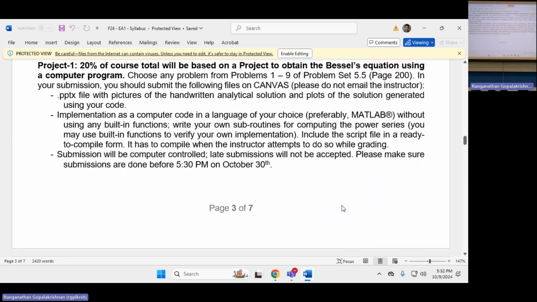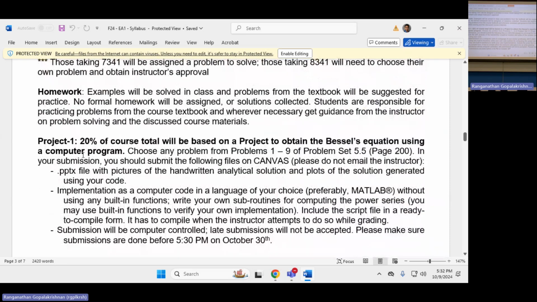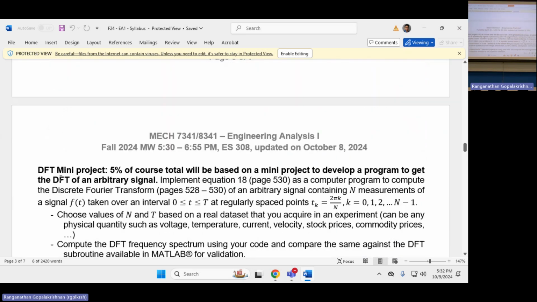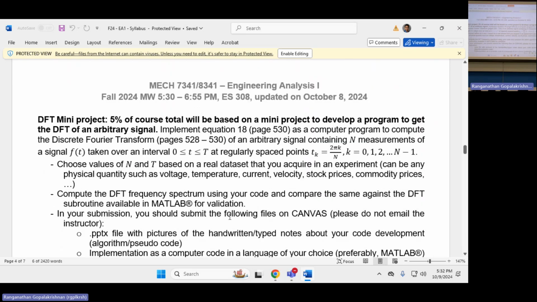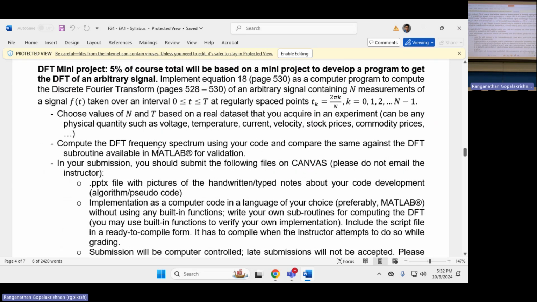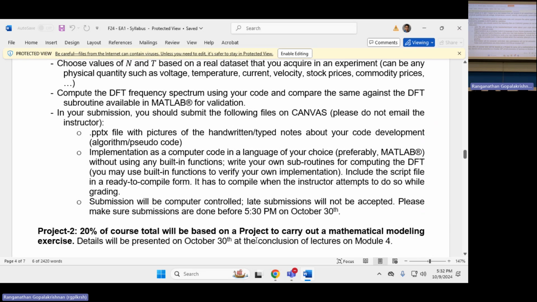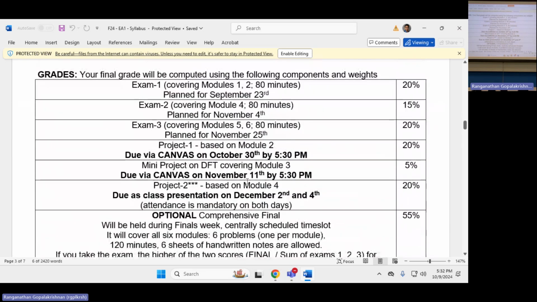Okay. And if you go under project 1 description, there are instructions to submit by 5:30 p.m. on October 30th. And then there is a mini project based on DFT, which describes the problem and tells you what to do and to submit also this. Actually, this should be November 11th. So this mini project is going to be due by November 11th, which is 1 week after exam 2.